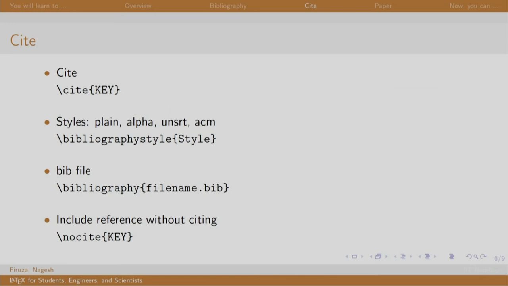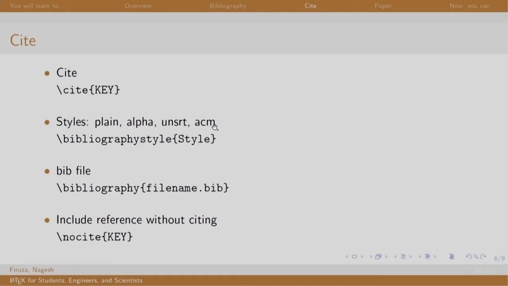Now that we have created a bib file, we would need to go ahead with citing them in the document. The command is \cite and the key that we wrote. Then we need to mention the bibliography style and the bib file we created. The bibliography styles are plain, alpha, unsrt, ACM, etc.